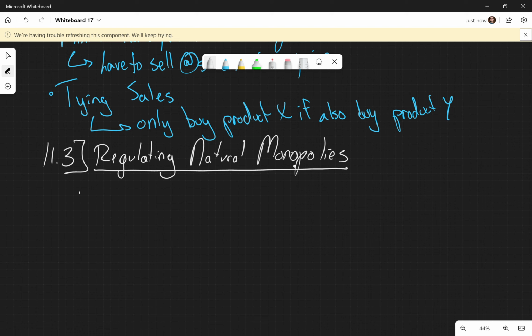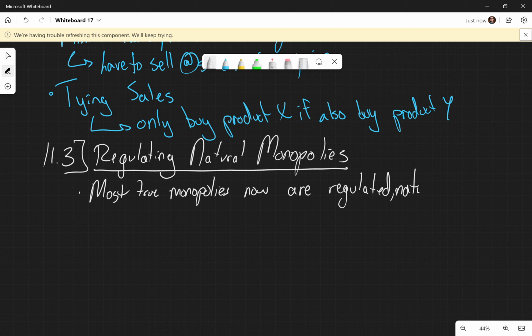So most of the true monopolies today are what we would call regulated natural monopolies. And I should say now in the US. Little caveat there, right? And so how do we actually regulate these natural monopolies if they're regulated? And what actually is this natural monopoly thing, right?